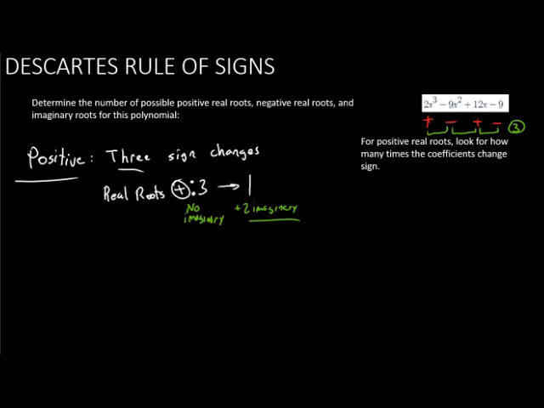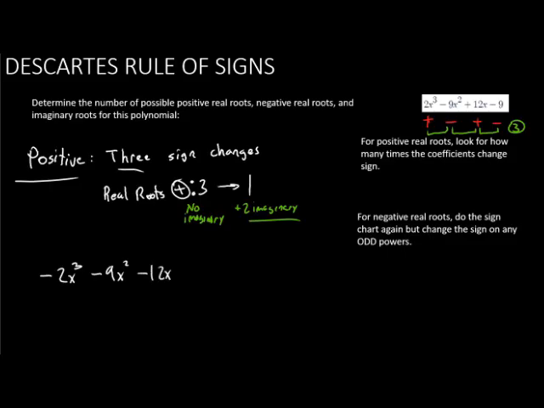Now to find the negative real roots. To find the negative real roots, we'll do the sign chart process again, but this time we will change the sign on any odd powers. We'll keep the even powers the same and change the odd. So 2x to the third becomes negative 2x to the third, but negative 9x squared stays negative 9x squared. Then 12x becomes negative 12x, because that's an odd power as well, and the negative 9 is not affected because there is no x next to it.